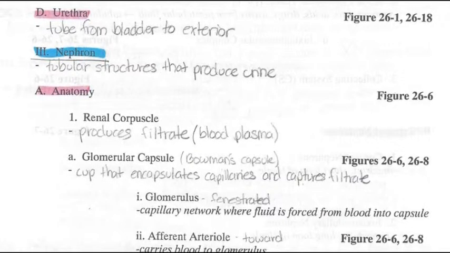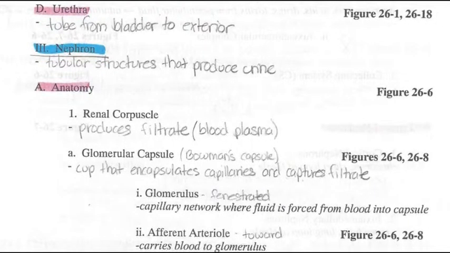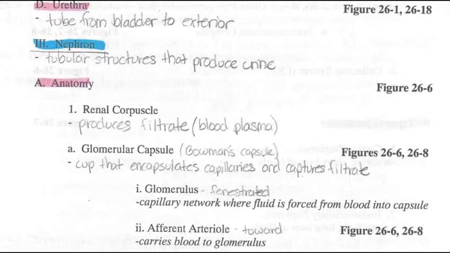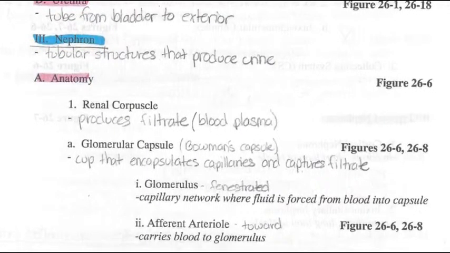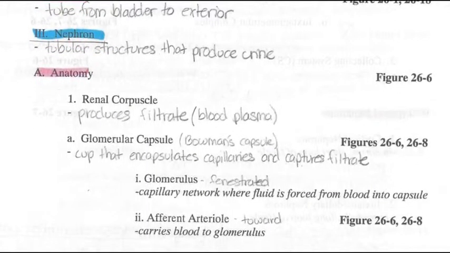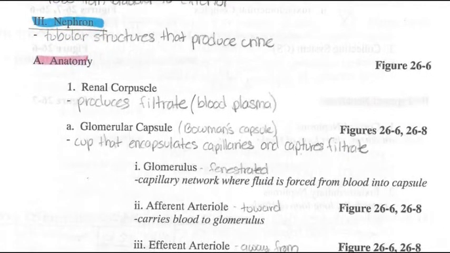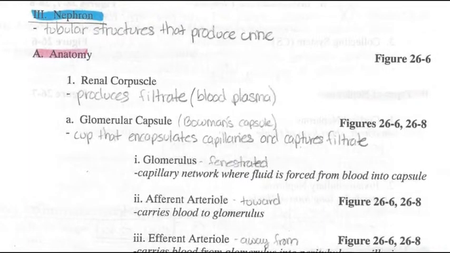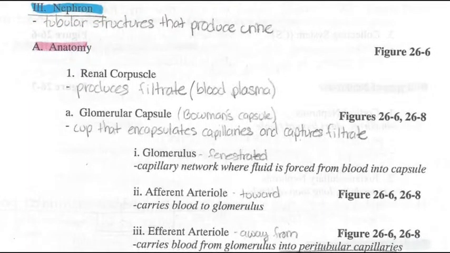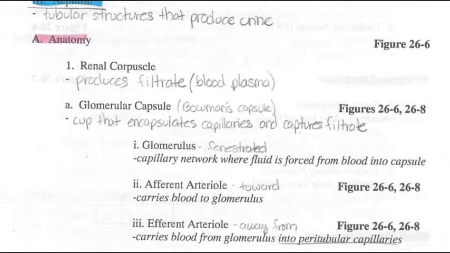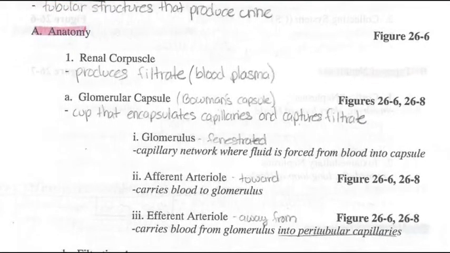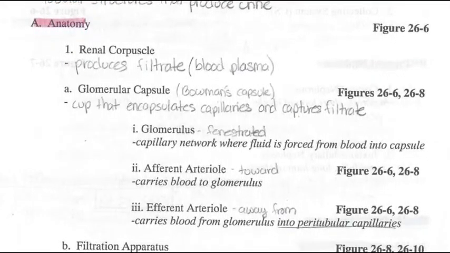A. Anatomy. 1. Renal corpuscle. This produces filtrate, also known as blood plasma. A. Glomerular capsule, also known as Bowman's capsule. This is a cup that insulates capillaries and captures filtrate. The glomerulus is a fenestrated capillary network where fluid is forced from blood into the capsule.